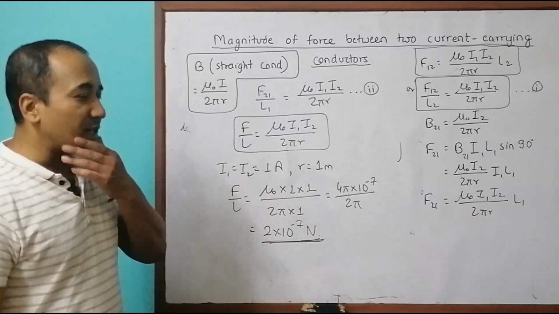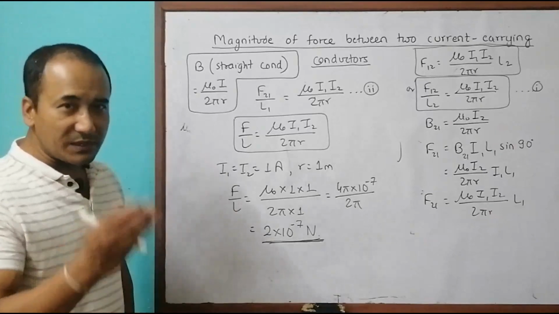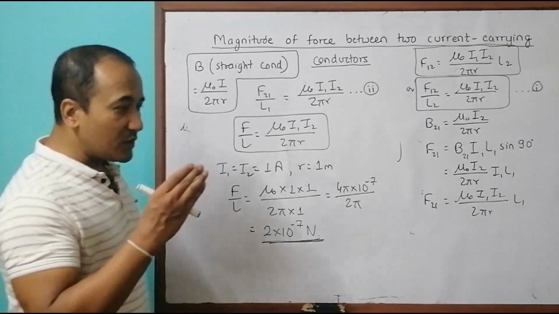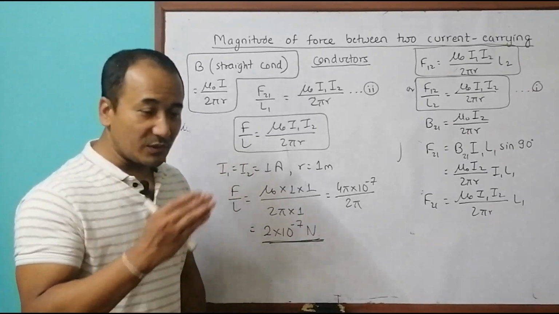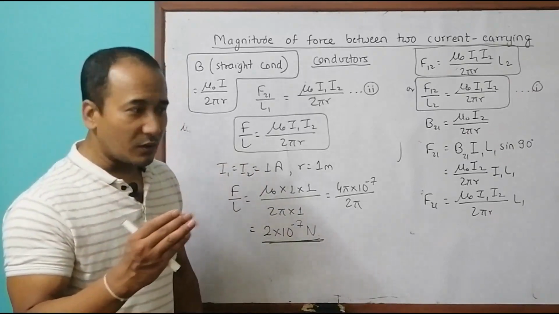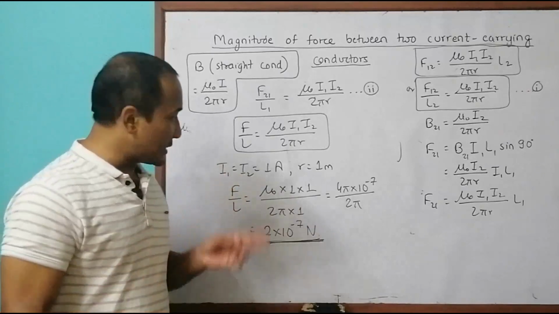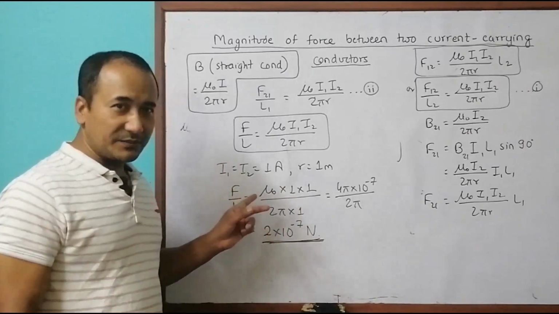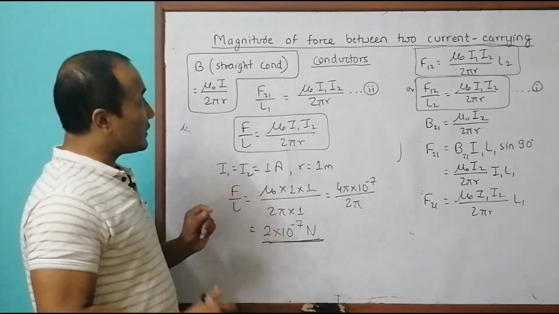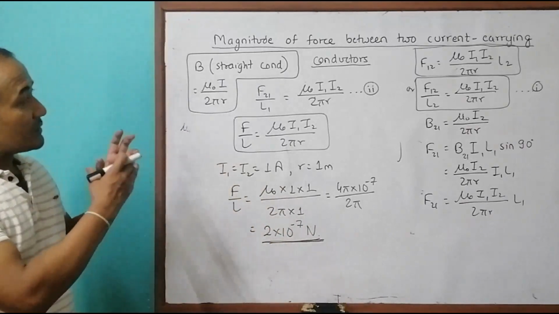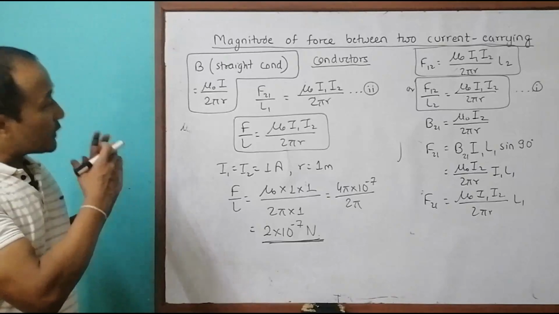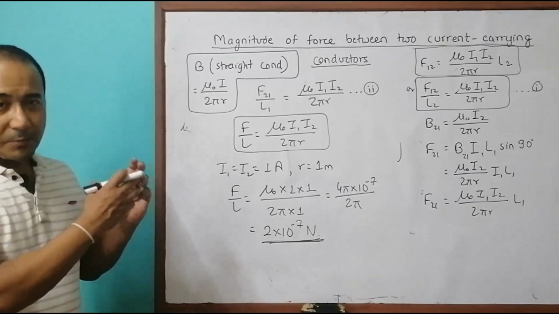Otherwise you would have to do it like this: 1 ampere means 1 coulomb per second, and 1 coulomb charge means 6.25 into 10 to the power 18 electrons. So we would have to count the electrons or do some complex mathematics, but here they have done it mechanically. So that is the significance of this topic, especially the numerical derivation of the formula for the force per unit length.